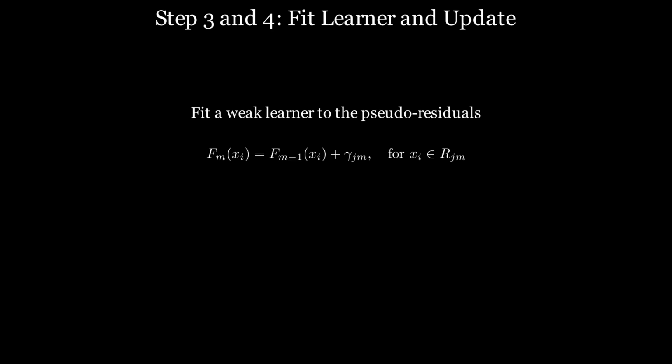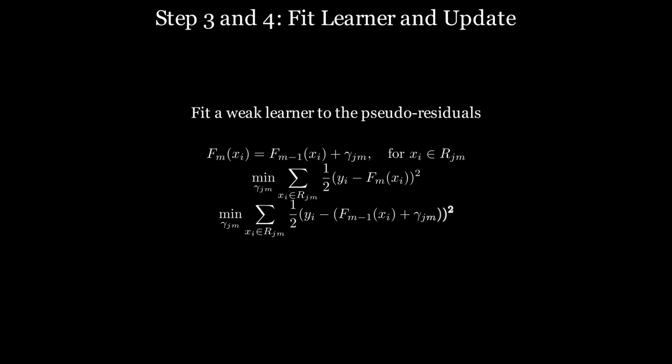We want to choose gamma jm to minimize the loss for the points in its leaf given our updated model. So we want to minimize the sum of squared errors inside that leaf using this new prediction. Let's substitute our expression for fm. Now watch this key rearrangement. We can group the first two terms. But wait, the term in the parentheses is just our pseudo-residual, rim.